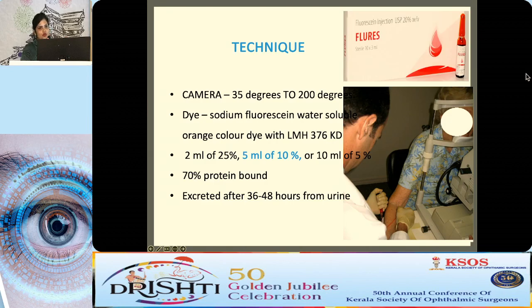So this is the dye I'm talking about. It is sodium fluorescein, a water soluble orange colored dye.